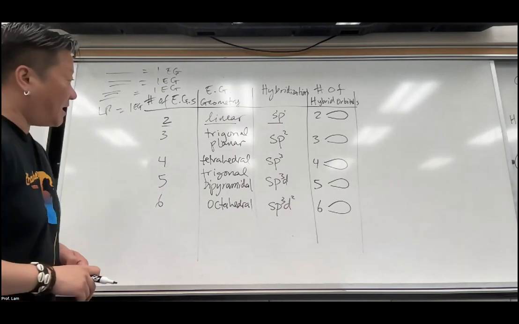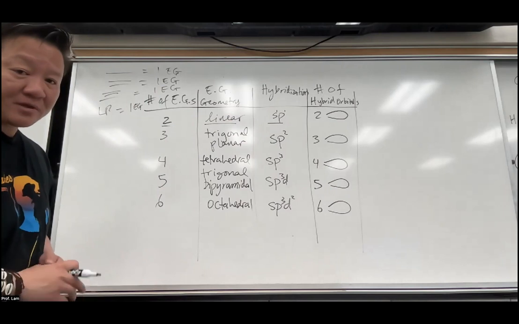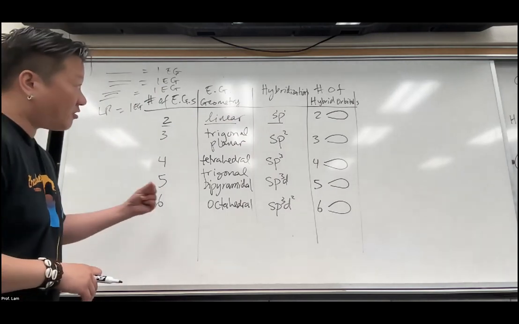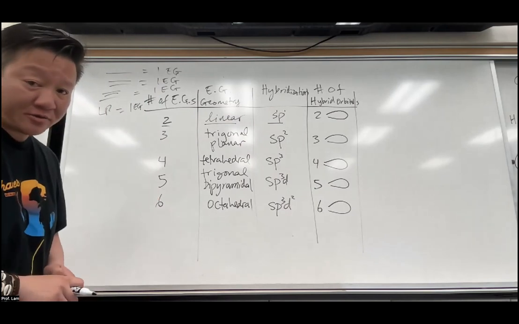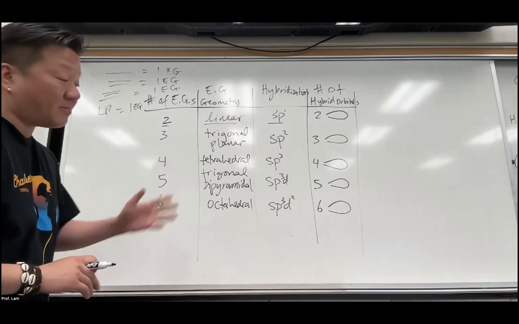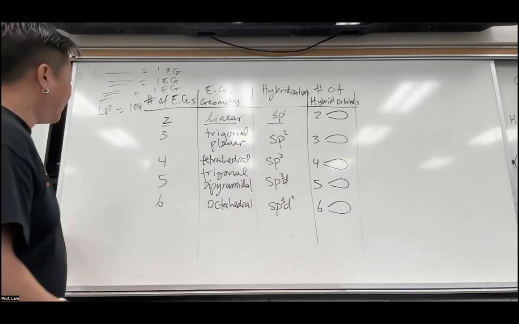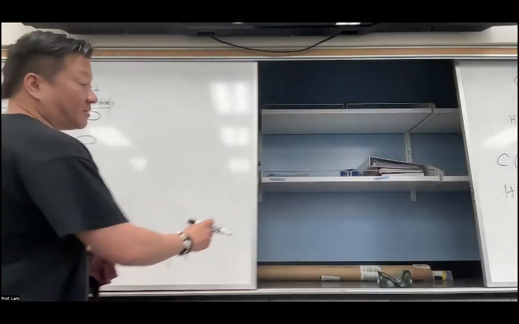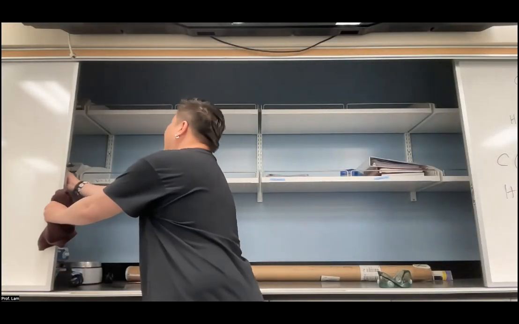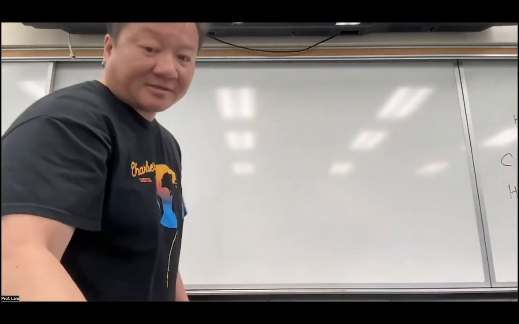Once you get to your Lewis structure and you look at your central atom, you already know the hybridization because you can already see how many electron groups are there. And once you know the hybridization, it's really easy to draw the bonding scheme. All right, so let's put this one aside and let's do some more examples of bonding schemes.